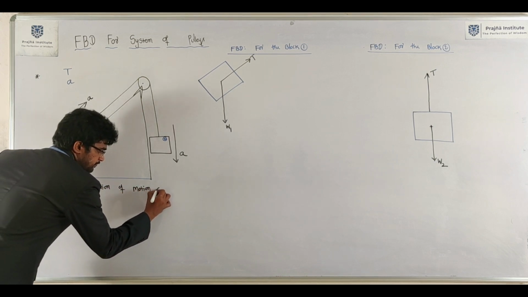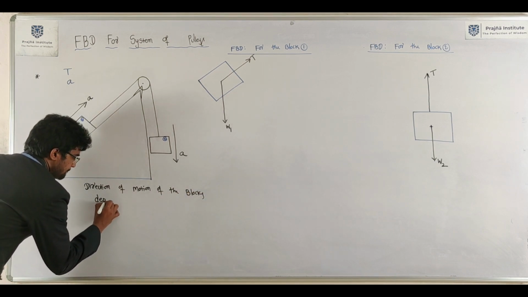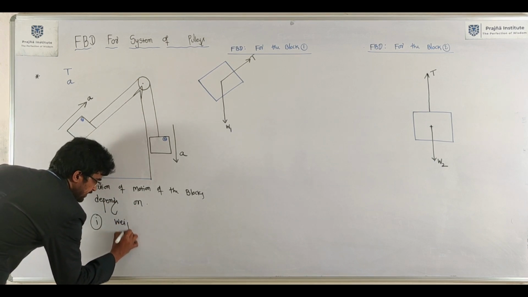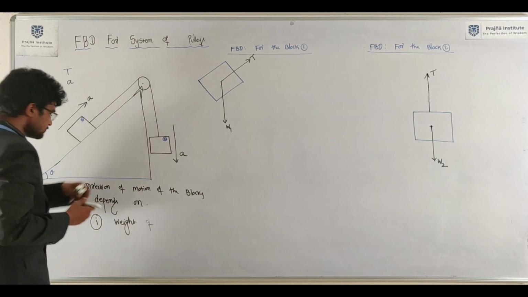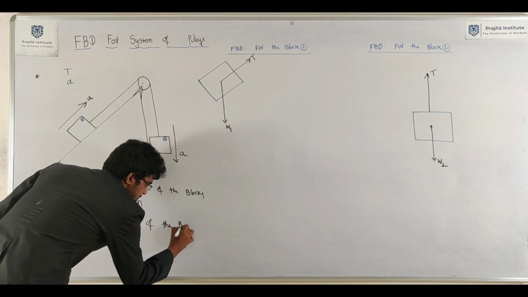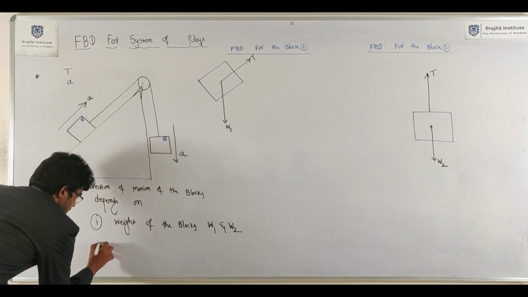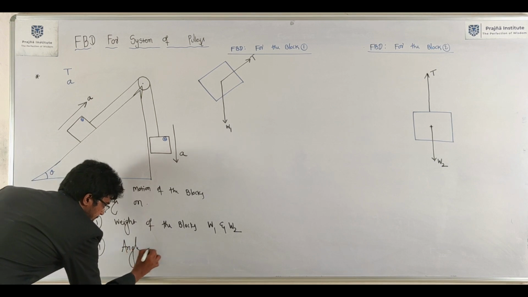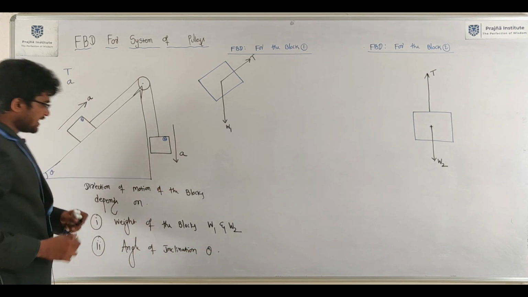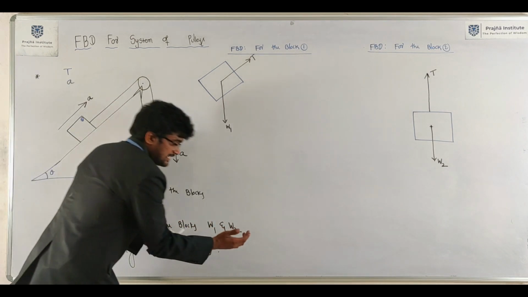Direction of motion of the blocks depends on the weight of the blocks, W1 and W2, and the angle of inclination. That is why you can't decide the direction directly. Don't decide the direction by seeing the weights.